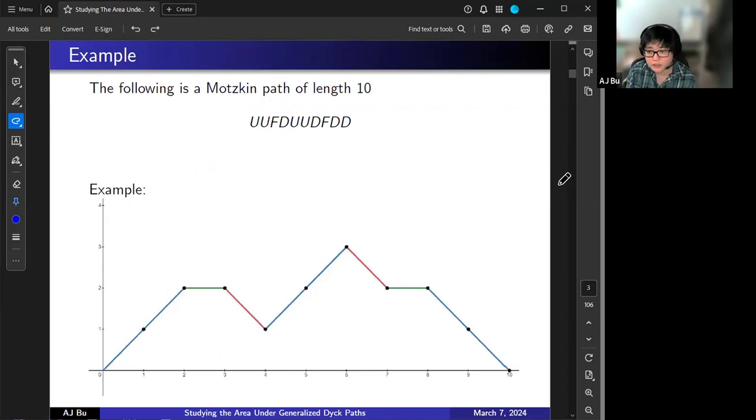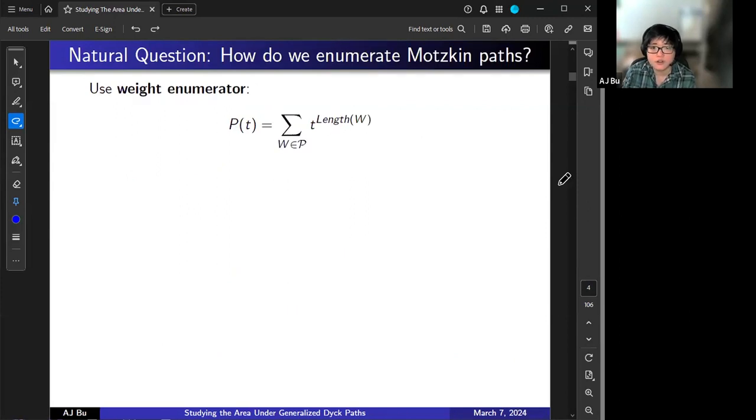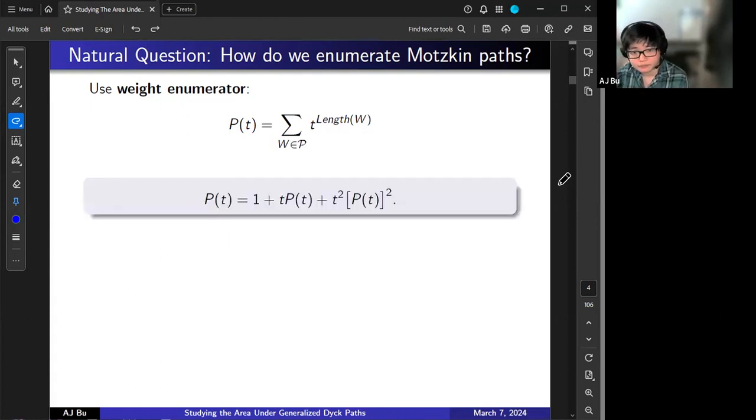Now that we have those basic definitions down, before we talk about area, let's talk about just enumerating these paths. To enumerate paths, we're going to use the following weight enumerators: P(t) is equal to the sum over all the paths in P, in this case all of the Motzkin paths, of t raised to the length of that path. For Motzkin paths, we get that P(t) = 1 + tP(t) + t^2 P(t)^2.